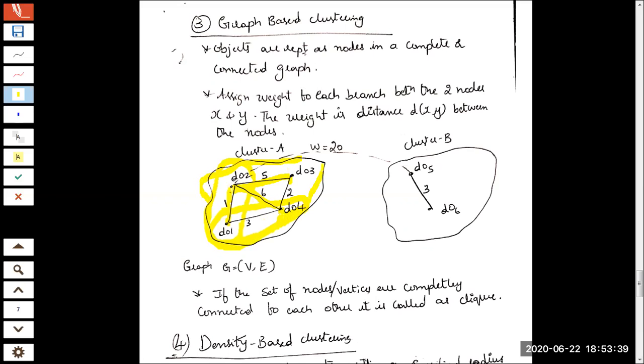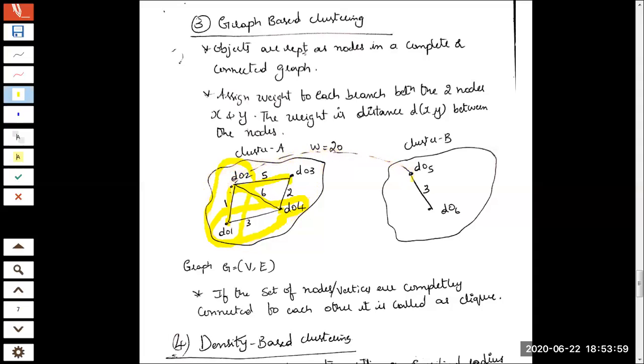Now consider one more scenario. Data object 2, which is there in cluster A, is having a weight of 20 to data object 5, which is there in a different cluster. So that has been represented there. You can see what do you understand from this.